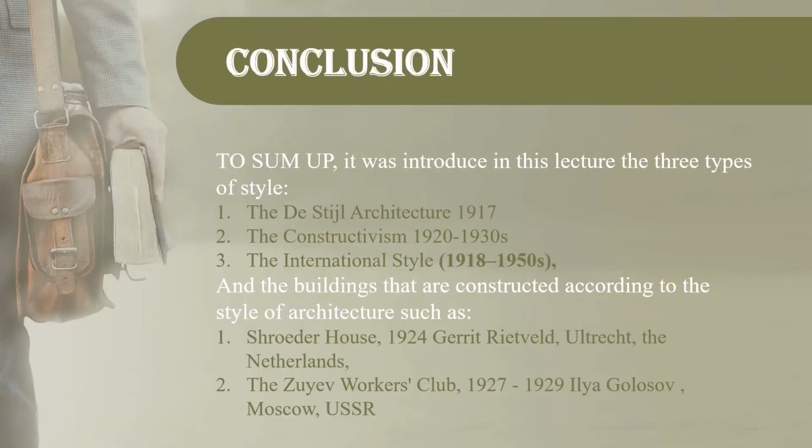Conclusion. To sum up, this lecture introduced three types of styles: the De Stijl architecture in 1917, the constructivism in 1920 to 1930, and the international style from 1918 to 1950, and the buildings that were constructed according to these styles of architecture, such as Schroeder House and the Zoev Workers Club.